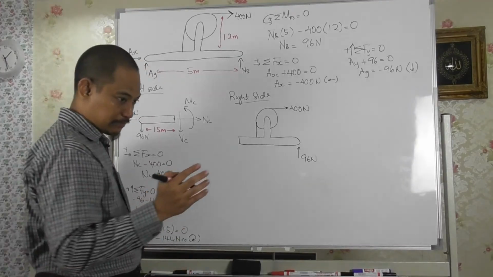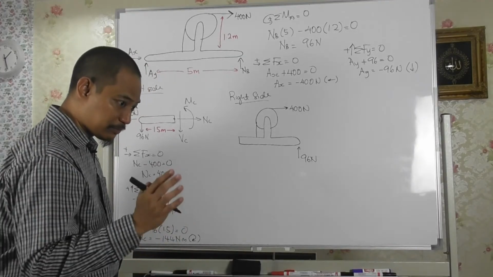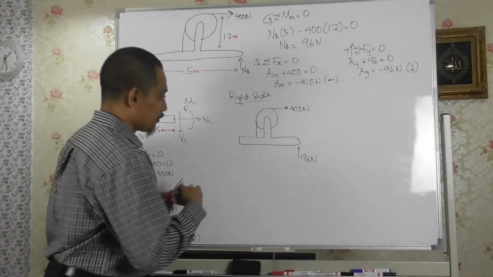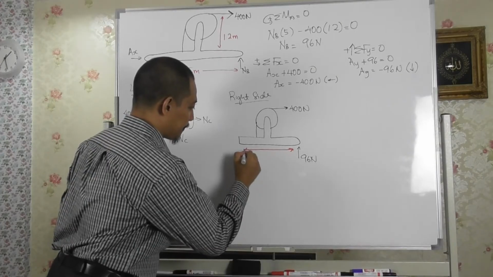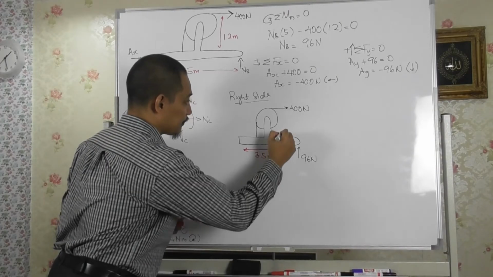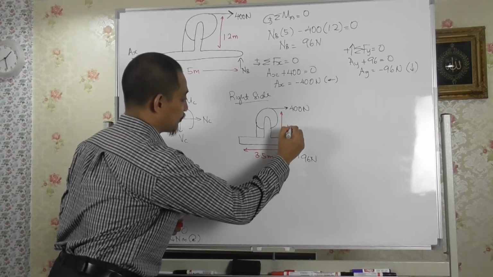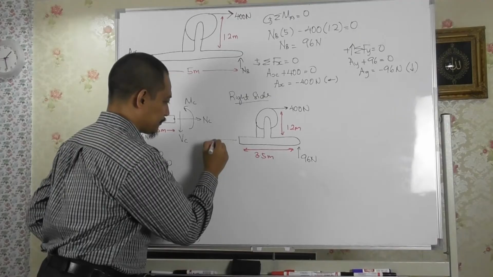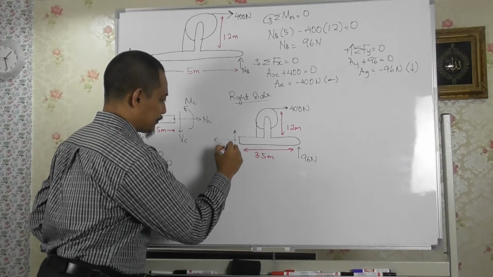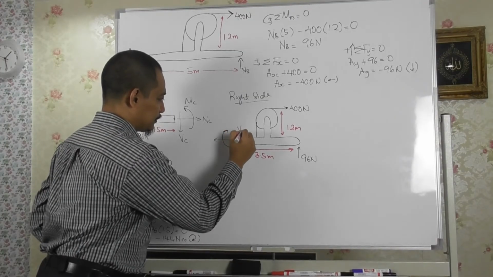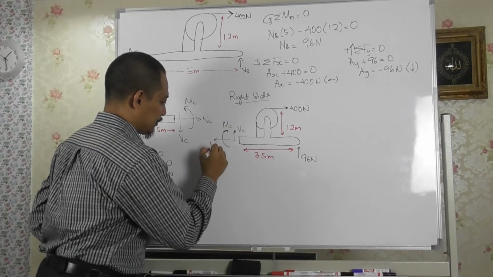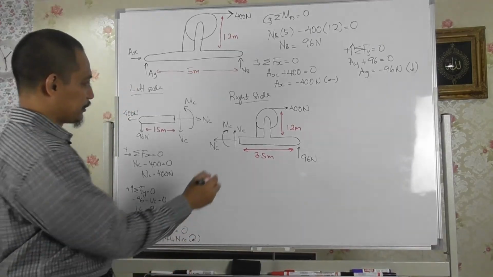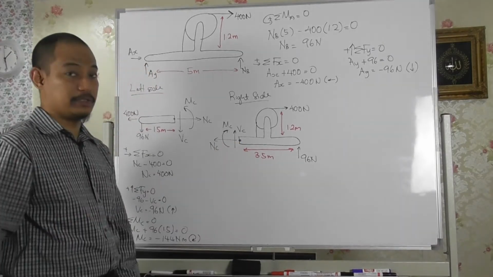So the length will be 2 plus 1.5, which is 3.5, right? This one is 3.5 meter. The height is still the same, which is 1.2 meter. So it is on the right, so you have N this way, V that way, and M this way, right? So NC, VC, and MC. Okay, so again point C is here at the point that we cut.